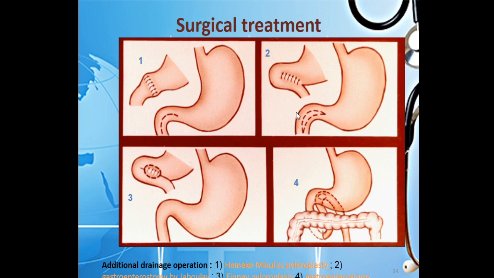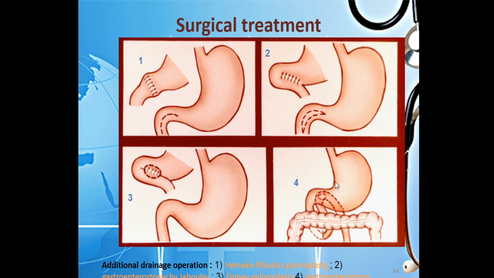Second operation, like this, is Jaboulay. In this case, we make this direction of the stomach and pylorus of duodenum and stitch in this direction. So we make a new big hole between stomach and duodenum. Like Jaboulay is Finney pyloroplasty. This one.